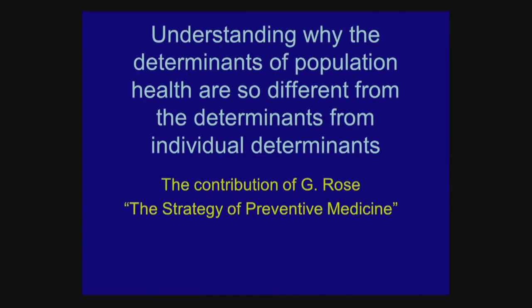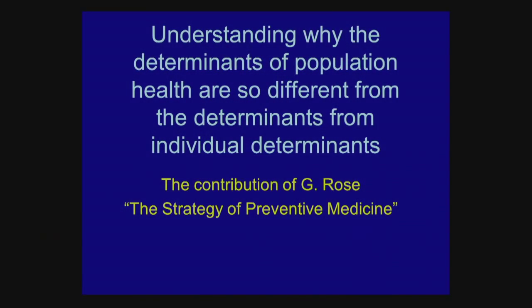So one of the most important things to understand, and really the takeaway message of this first introductory lecture, is that understanding why determinants of population health are so different from the determinants of individuals' health is very important. The things that turn out to drive population health can be very different. And this was articulated, I think, best by Geoffrey Rose, who wrote a very, very small book, about 60 pages long, on the strategy of preventive medicine.